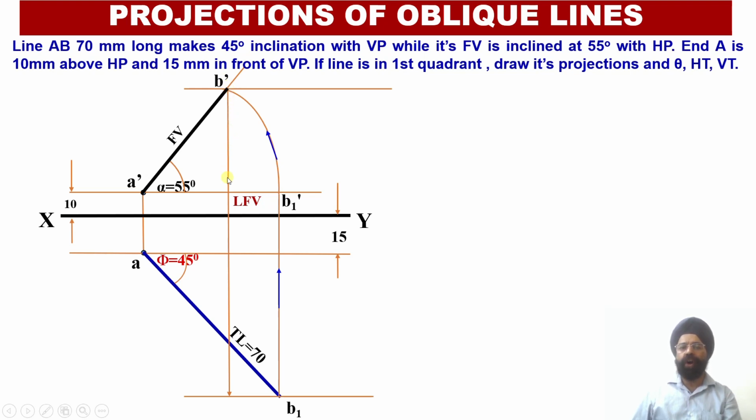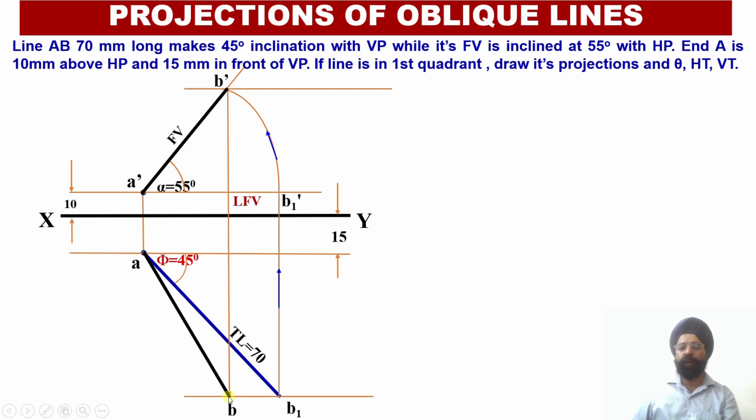I am going to draw a vertical perpendicular through this point B dash onto the horizontal locus line corresponding to the point B1 over here in the top view projection. Wherever this horizontal locus line corresponding to the point B1 and this vertical projection line through B1 dash intersect with each other, I will be able to obtain the point B in the top view.